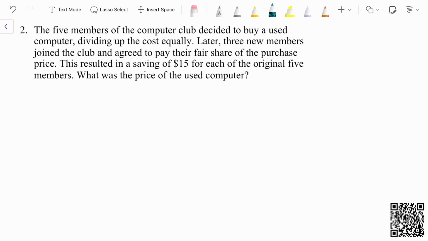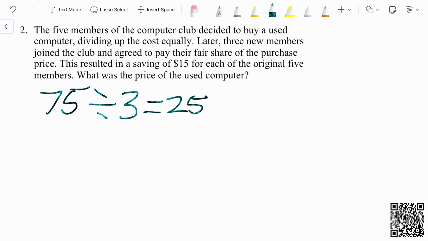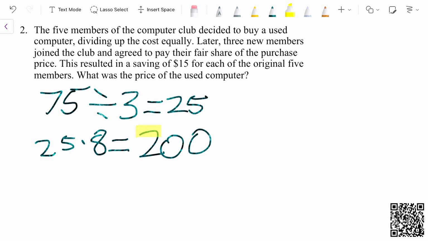So 5 times 15 is 75. So you go 75 divided by 3, which would then be equivalent to 25. If you divided up the cost equally, then there are 8 people, and you paid 25 each person. So then 25 times 8. If you think about it hard enough, 4 25s is 100, 8 25s is 200. 200, yay! So the price of the used computer is 200.